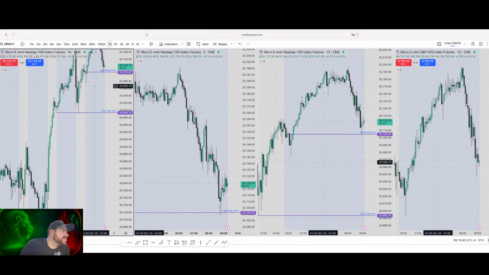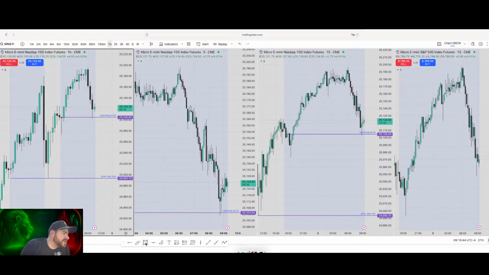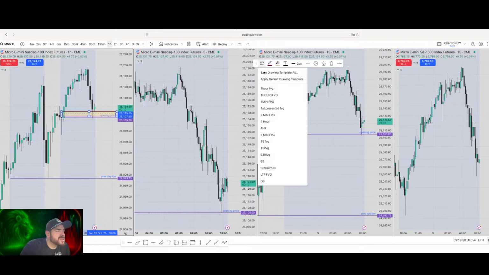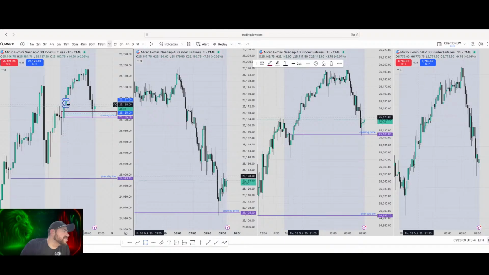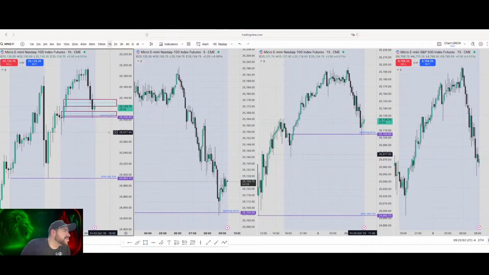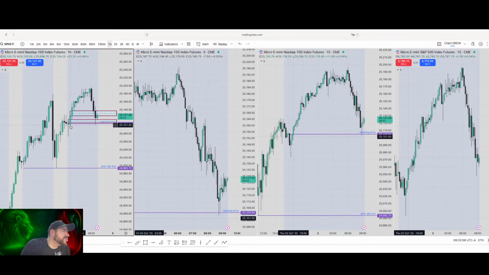Now 1 hour. We're gonna see if there's any fair value gaps here that we need to be aware of. I see one right here at the bottom. So 1 hour fair value gap there. This one we're already pretty much closed past it, so now it's like a little inversion. See how that works out. We got this little order block here as well.